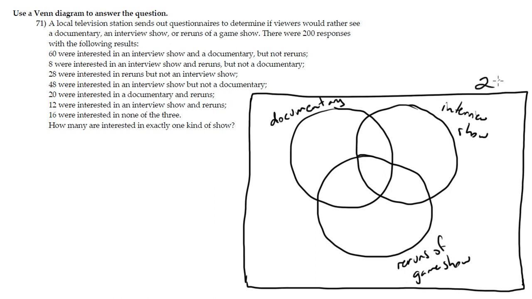There were 200 responses, so everything inside here should add up to 200. Normally we start with the intersection of all 3 regions. I don't think we have that for this problem, so maybe I'll use a slightly different color for each component here. I'll start off with pink. 16 were interested in none of the 3. Those 16 people go out here.